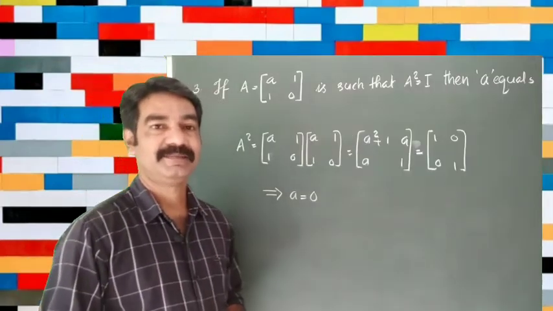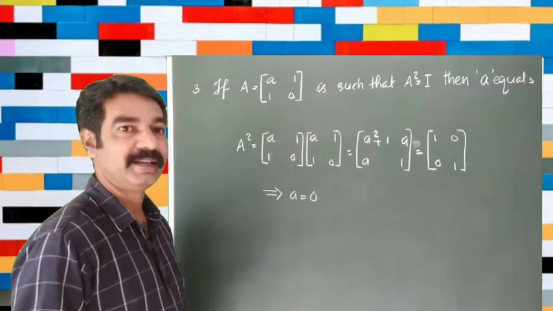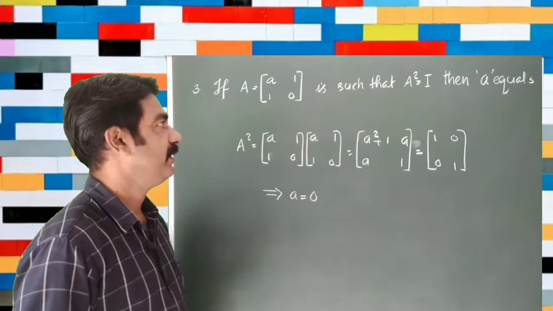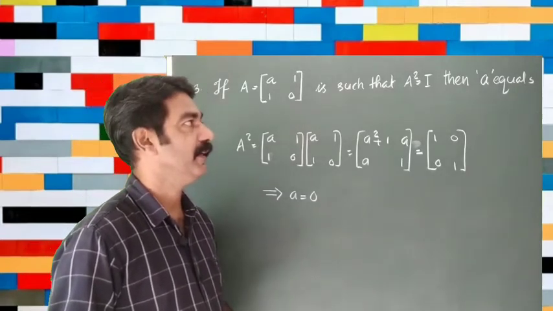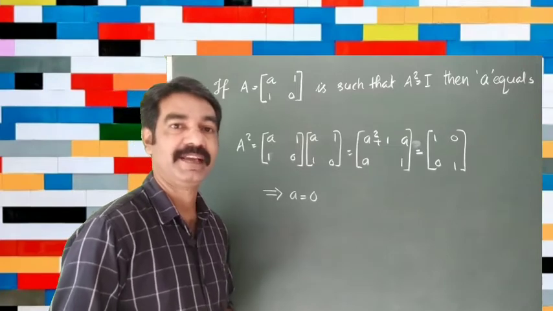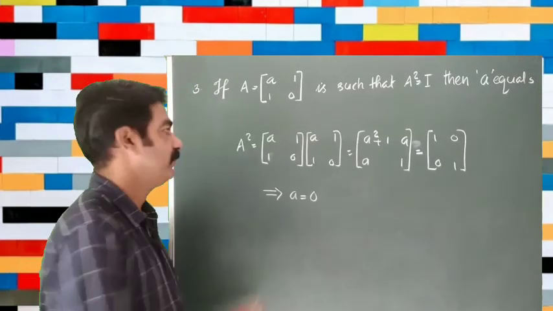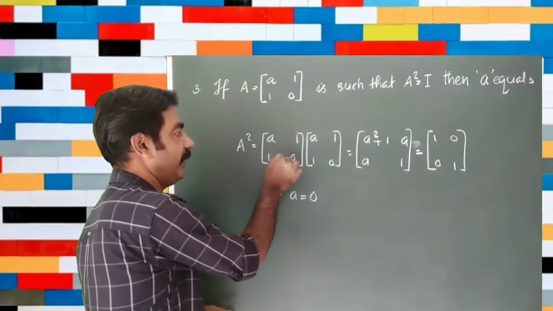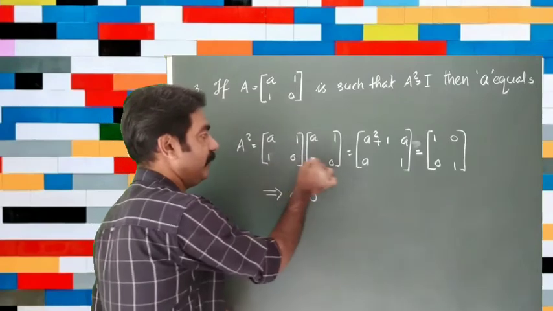Now the third question is a very simple question. If A is equal to the matrix with entries a, 1, 1, 0 is such that A square is equal to I, then a equals dash. What is the value of a? It is given that A square is equal to I. So A square is equal to A into A, the matrix A into matrix A.